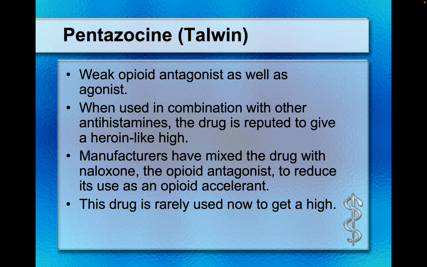Talwin. Pentazocine is a weak opioid antagonist as well as an agonist. When used in combination with other antihistamines, the drug is reputed to give a heroin-like high. Manufacturers have mixed the drug with naloxone, the opioid antagonist, to reduce its use as an opioid accelerant. This drug is rarely used now to get high by anyone.